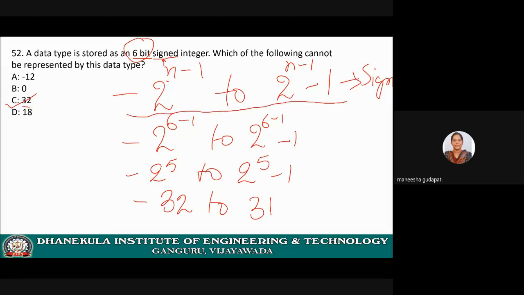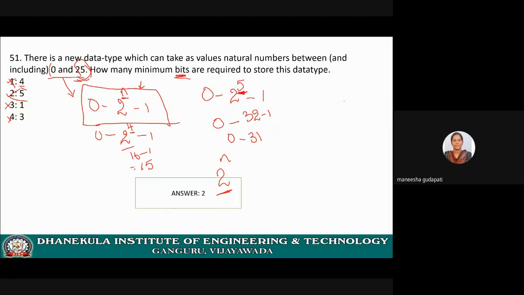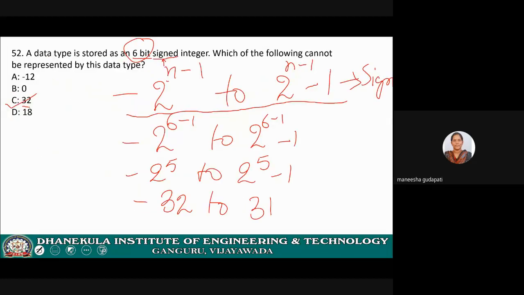In the previous slide I have explained the formula for unsigned. If it is unsigned, then it ranges from 0 to 2 power n minus 1. For signed, it ranges from minus 2 power n minus 1 to 2 power n minus 1 minus 1.